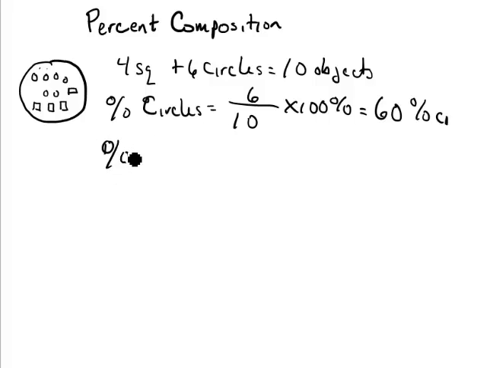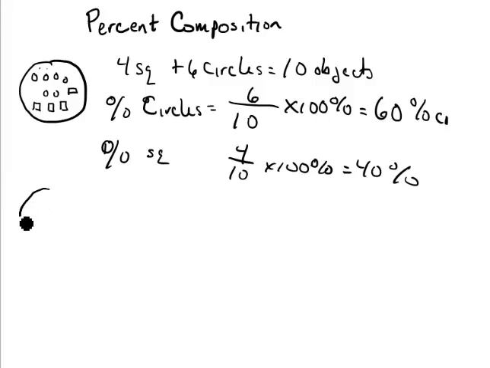If I have percent squares, well, that's going to be 4 out of 10 times 100%. Now, that's the ratio. It's the ratio of squares to circles, and that's what the percent composition is. So now it no longer matters that I have 10 of them. I could have 1,000,000 of them. I could have 100 of them. If I had 100 of them, it would be 60 circles and 40 squares, because that's the percent. And that's all we're doing when we do this with atoms and molecules.